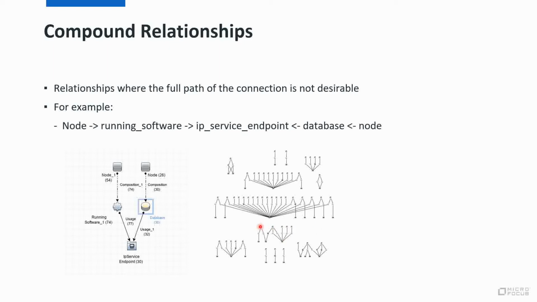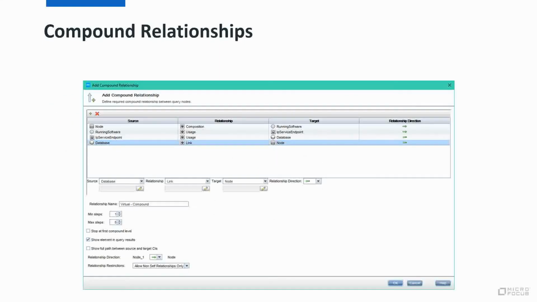I don't know which is which. It's a very confusing TQL, but it may answer the exact question that I need. So what we can do is go and create this compound relationship. And what you do is you specify all of the hops inside this compound relationship, right?